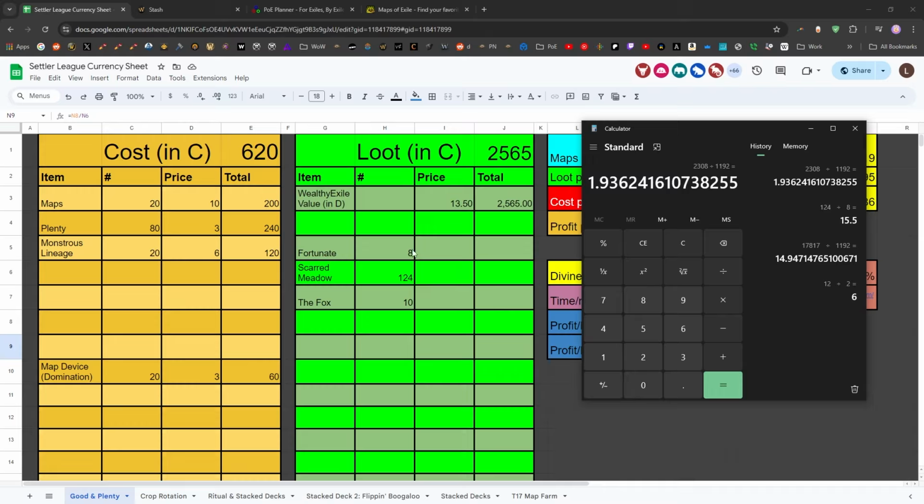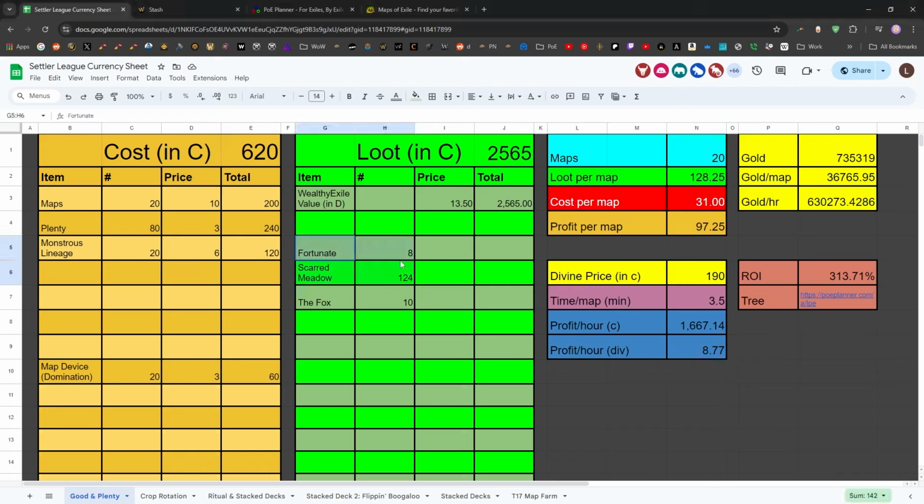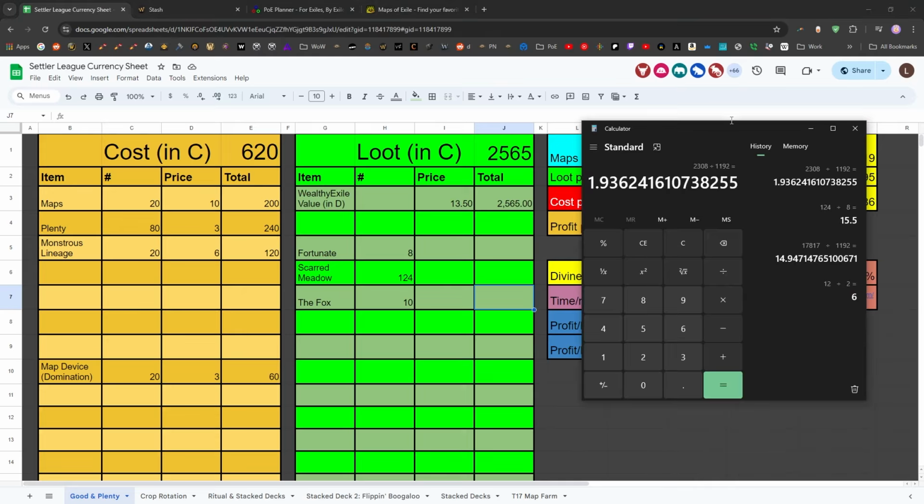The Scarred Meadow and the Fortunate really are the more reliable metrics for comparing to each other. The Fox is just there as a sanity check, and maybe I am insane, but that's fine. Ultimately, the thing that we're really looking for is Fortunate and Scarred Meadow as our metric for basically, good, or is this number correct?